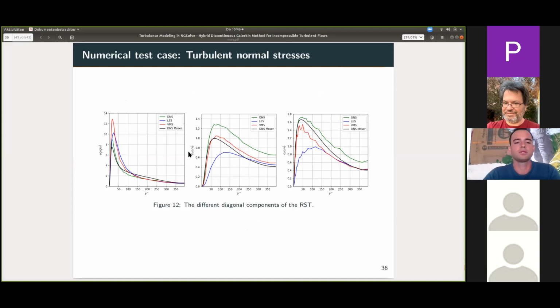What you can also look at is the turbulent normal stresses. That would be the diagonal components of our Reynolds stress tensor. Here the VMS has quite significantly good results, better than the coarse DNS and the LES. But for the x component, so the u1 component, the coarse DNS shows better results.